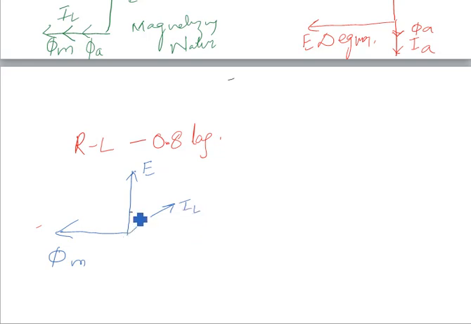For 0.8 power factor, cos phi is 0.8, so phi will be 36.86 degrees. So this angle is 36.86. Now here there will be two components of the current. One component will be along this axis and the other component along this axis.